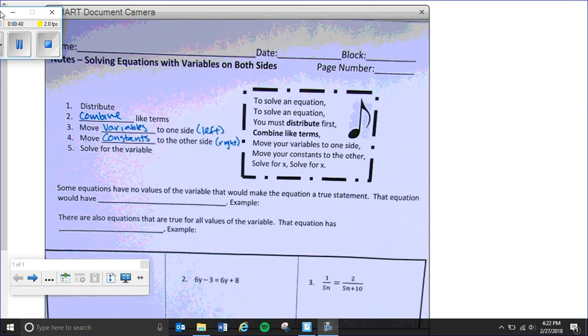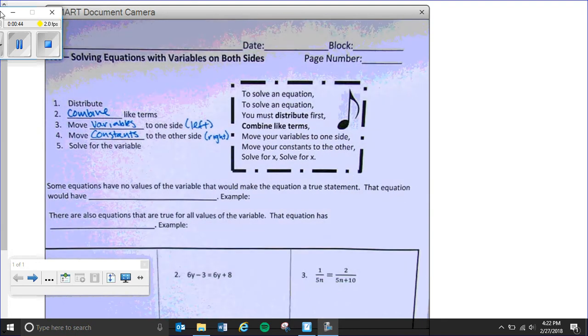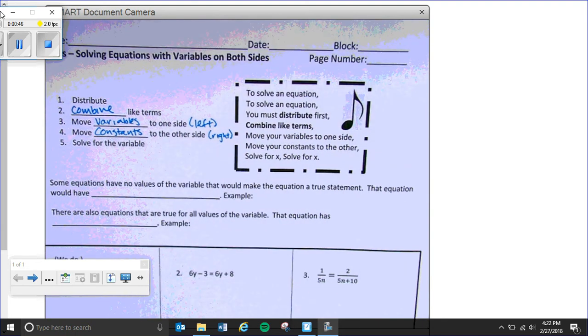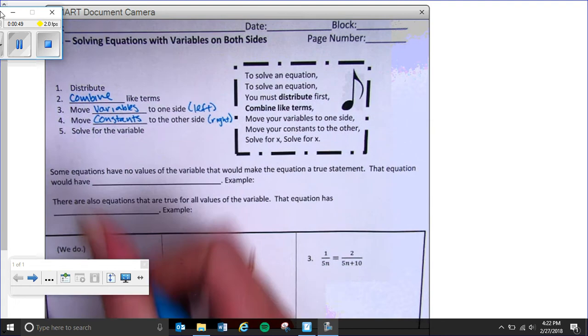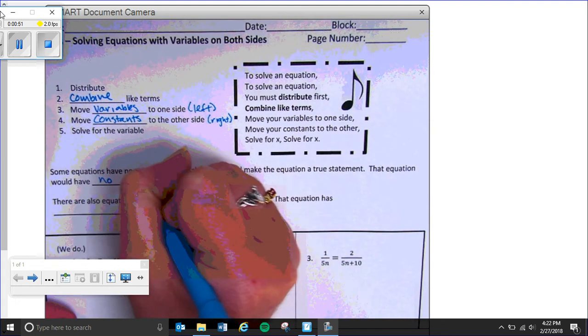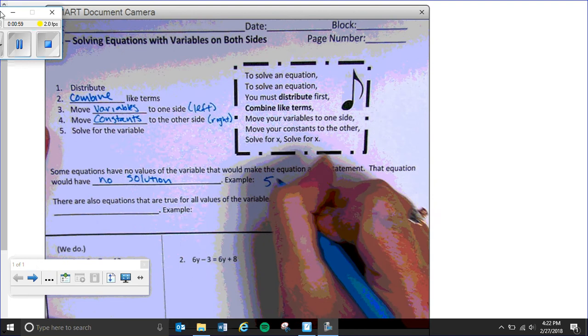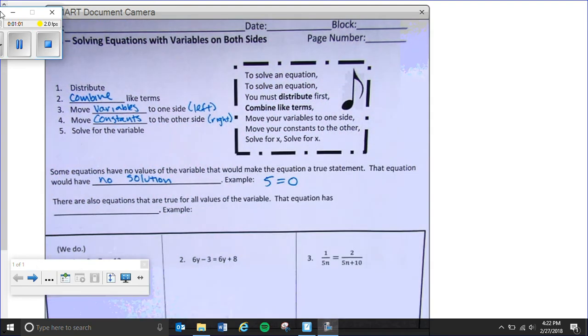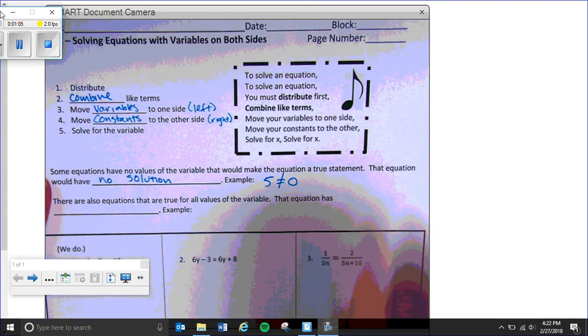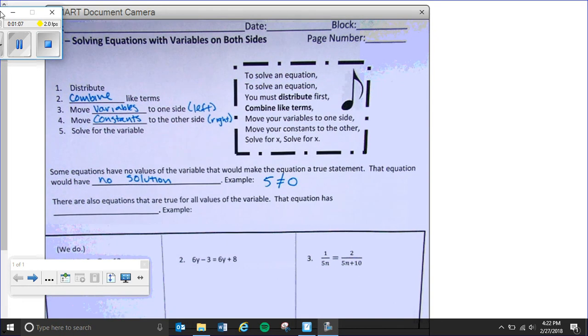There are some special examples that we're going to talk about. Some equations have no values of the variable that would make the equation a true statement. That equation would have no solution. So when you're solving these equations, if at the end you get something that looks like this, does 5 equal 0? Is that a true statement? No. So you would write that this example has no solution.